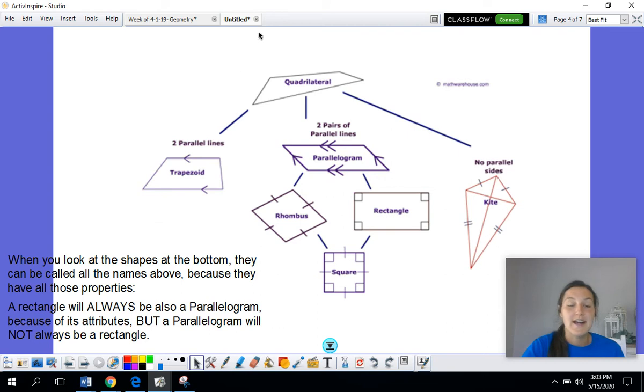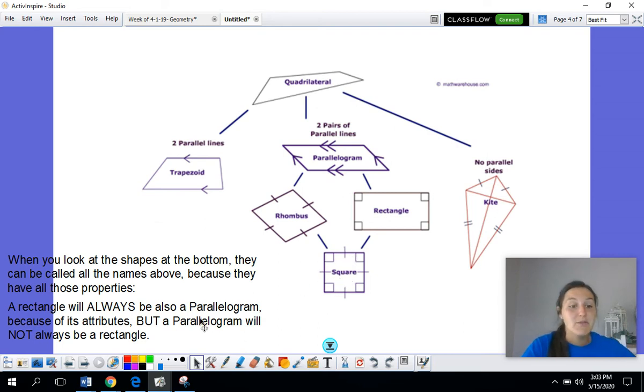If you look at this kite and this trapezoid, there's not a lot that it can be called. It can be called a trapezoid or a quadrilateral. It can be called a kite or a quadrilateral. There's not too many lines connecting that, and that's based on its attributes or its properties. So if you look at here, it says when you look at the shapes at the bottom, then they can be called all the names above because they are connected and have those properties. That's what I was saying about the square.